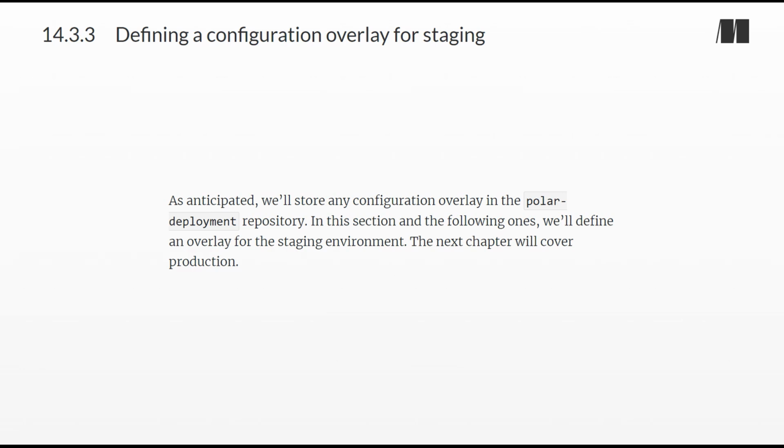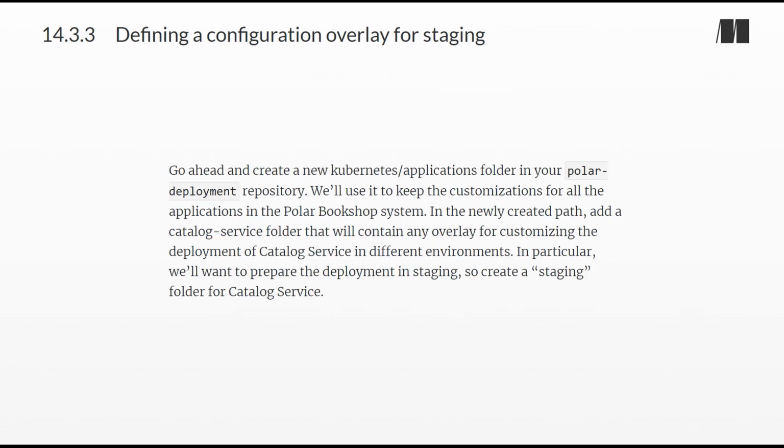As anticipated, we'll store any configuration overlay in the Polar deployment repository. In this section and the following ones, we'll define an overlay for the staging environment. The next chapter will cover production. Go ahead and create a new Kubernetes applications folder in your Polar deployment repository. We'll use it to keep the customizations for all the applications in the Polar Bookshop system.